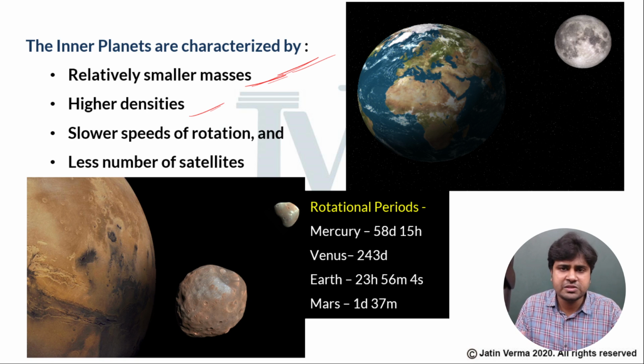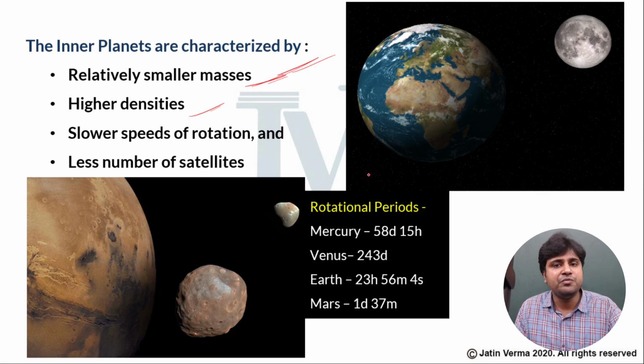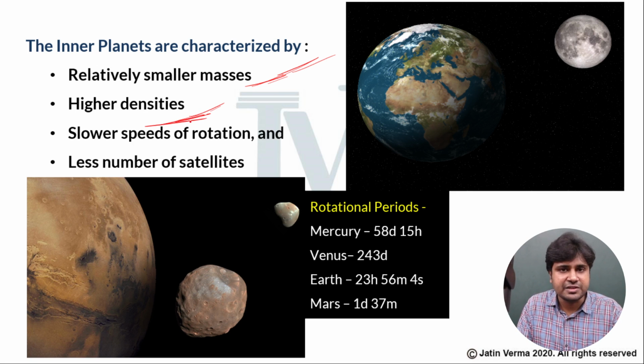Now, what is the meaning of this? Jupiter, Saturn, Uranus, and Neptune, they are gas giants. They are made up of gases. But Mercury, Venus, Earth, and Mars, they are rocky planets. They are solid. So these planets have higher densities, but they have small masses. So that is what you're supposed to understand here.